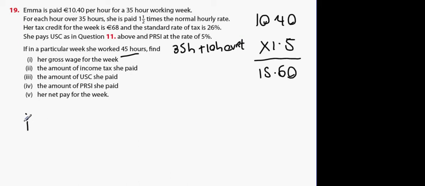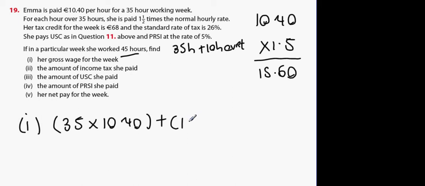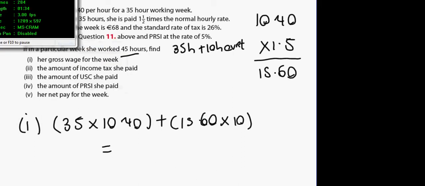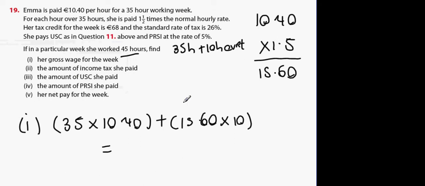Part 1, her gross wage is going to be 35 multiplied by €10.40, and then we're going to add that on to the overtime wage, which is going to be €15.60 multiplied by 10 hours. Okay, so 10 hours multiplied by €15.60, and that will be equal to €520. So this comes to €520. That's how much gross she makes in a week.